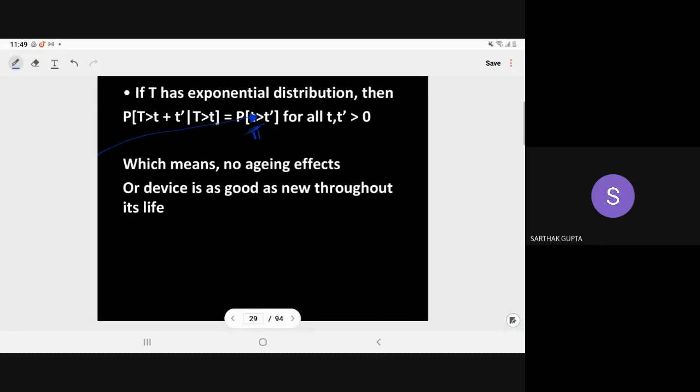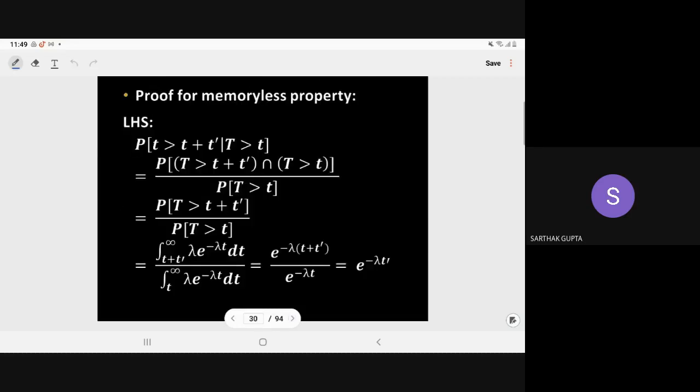Whatever the time elapsed, that is immaterial. Its failure time depends only on the current time, which means no aging effect; the device is as good as new throughout its life. So it is true only for the useful phase. So for the memoryless property, it is given to you, this is the capital T.